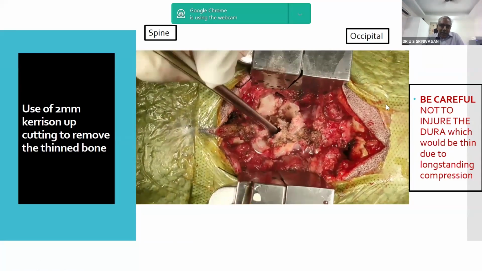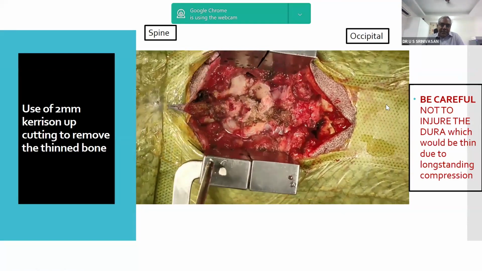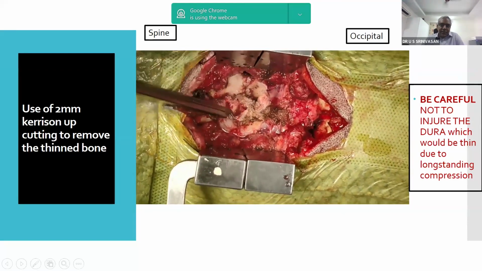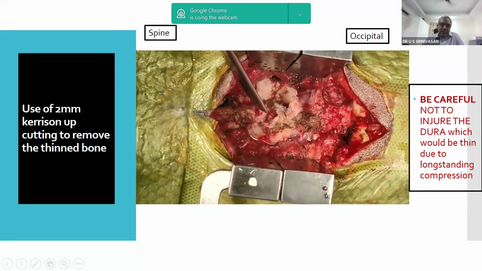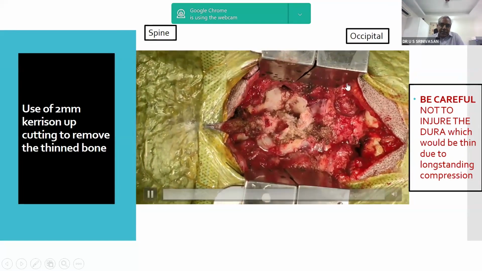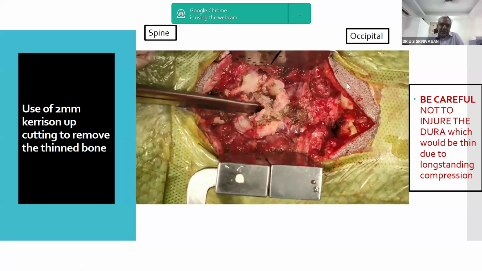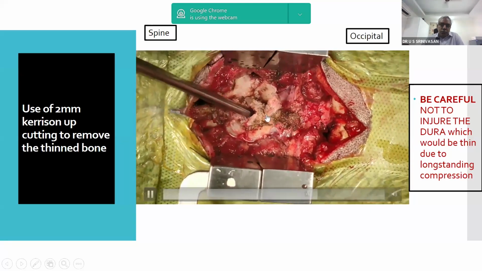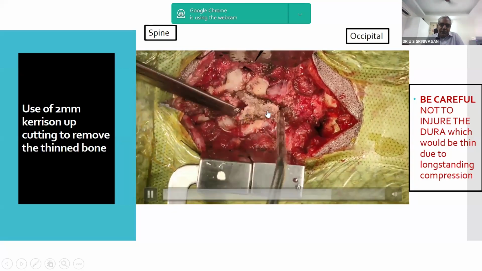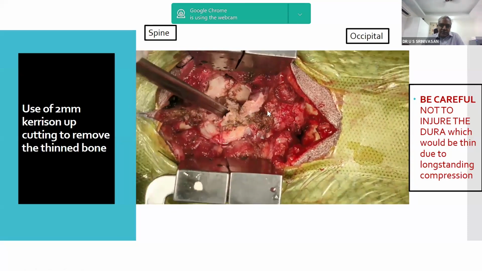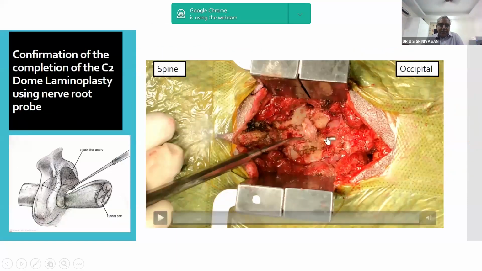So under vision, see where you are keeping the Kerrison punch, the base of it, and take it out. Be gentle, don't pull it. You should cut it. The direction should be posterior when you are removing the thinned out bone. Similarly, I do it in the anterior aspect also.